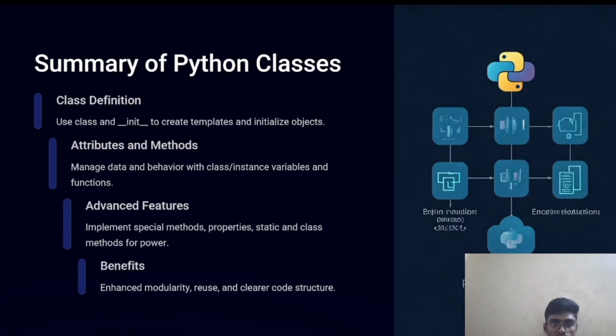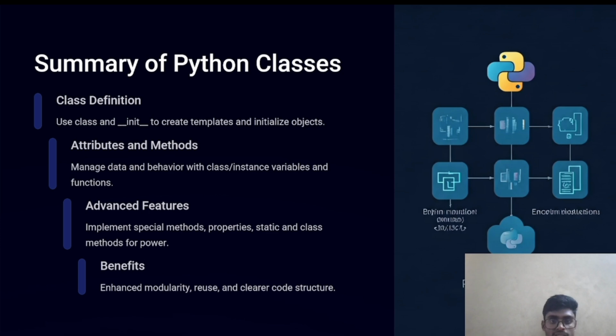Summary of Python classes. Class definition: use class and init to create templates and initialize objects. Attributes and methods: manage data and behavior with class and instance variables and functions. Advanced features: implement special methods, properties, static and class methods for power. Benefits: enhanced modularity, reuse, and clear code structure.